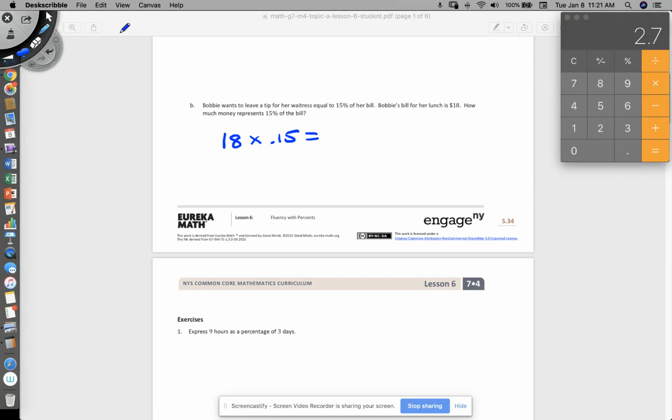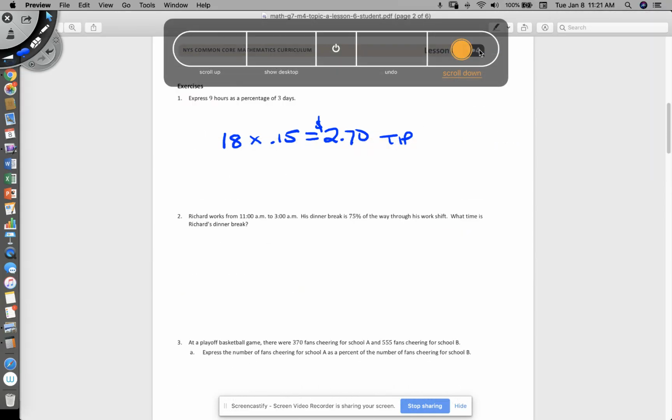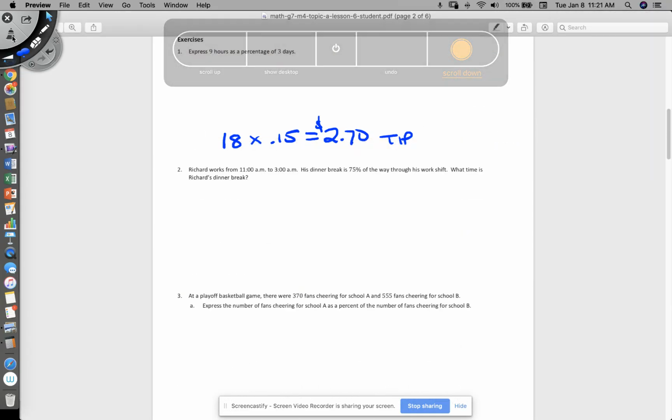So the tip would be $2.70. Now, of course, that's just what the tip is. If you wanted to know the total amount you have to pay, then you would add that to your $18, and that would be a $20.70 bill total, including the tip. But in this question, it just wants to know how much is the 15%. It would be $2.70. All right, let's move on down here to the exercises.